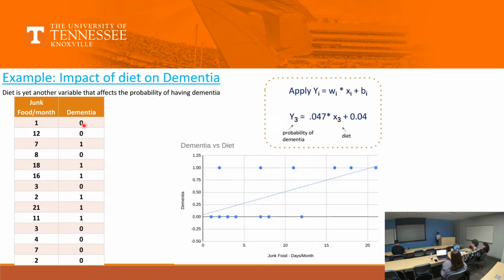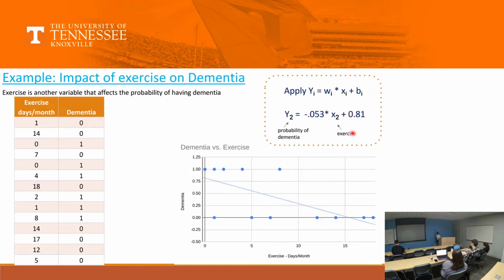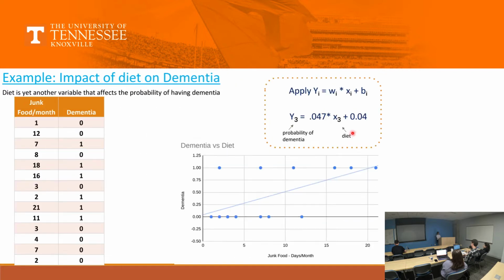I apply it. What do I get? I get the probability of dementia versus the diet in terms of number of junk food per month. Can anyone comment here on this value of b I'm getting in all these curves? What is this b value here? This is the intercept that it is making on the axis.